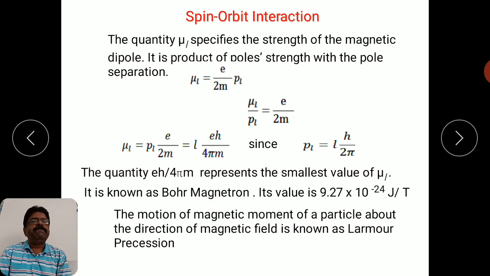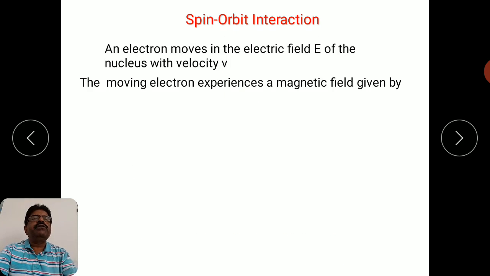The motion of the magnetic moment of a particle about the direction of the magnetic field is known as the Larmor precession. This Larmor precession is important because we are going to define the spin orbit interaction. The change in kinetic energy of this system is because of the Larmor precession, the motion of the magnetic moment of a particle about the direction of the magnetic field.